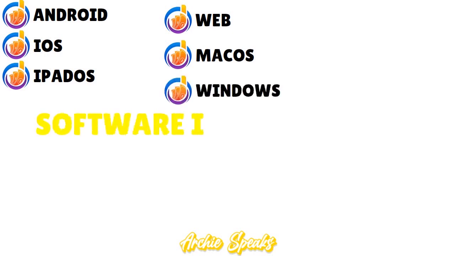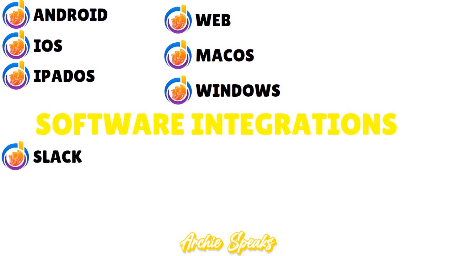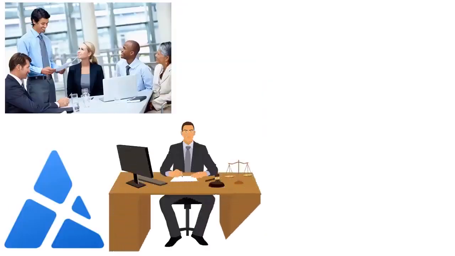In terms of software integrations, this is where we believe that Axel Go can really do better. Right now, they are integrating with Slack and Outlook, which are really important for lawyers. And we have heard that they are still working on other integrations, and those should come out soon.